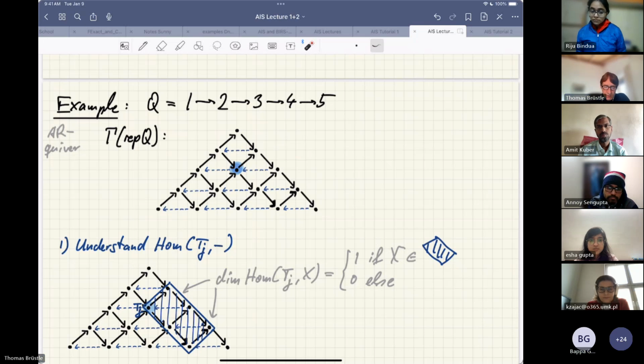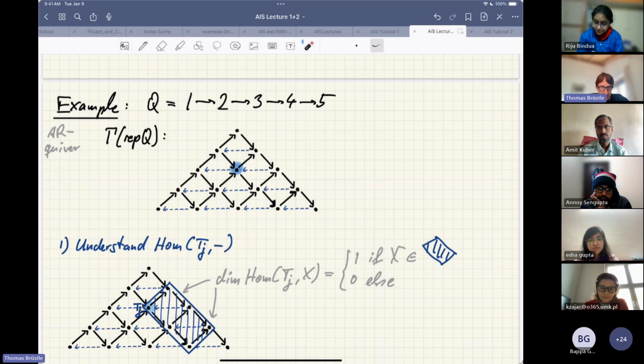I just want to understand the shape of the morphisms. So morphisms from here are one-dimensional there, and they are zero everywhere else. That's all. I want to build up some understanding. How can I choose tilting modules? Tilting modules are the choice of a certain set of indecomposables. How can I choose them such that they are rigid modules?